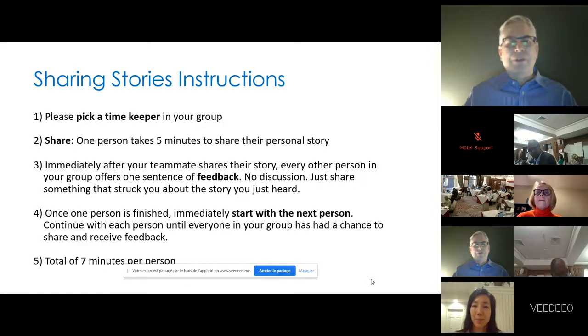How this is going to work, and I will try my best to make this as clear as possible, is that one person starts by taking 5 minutes to share their personal story. While that person is sharing their story, no one else speaks. No one interrupts. No one asks questions. The person is allowed to just take the 5 minutes and walk through how they came to do what they do. And more importantly than what they do, why do they do it?